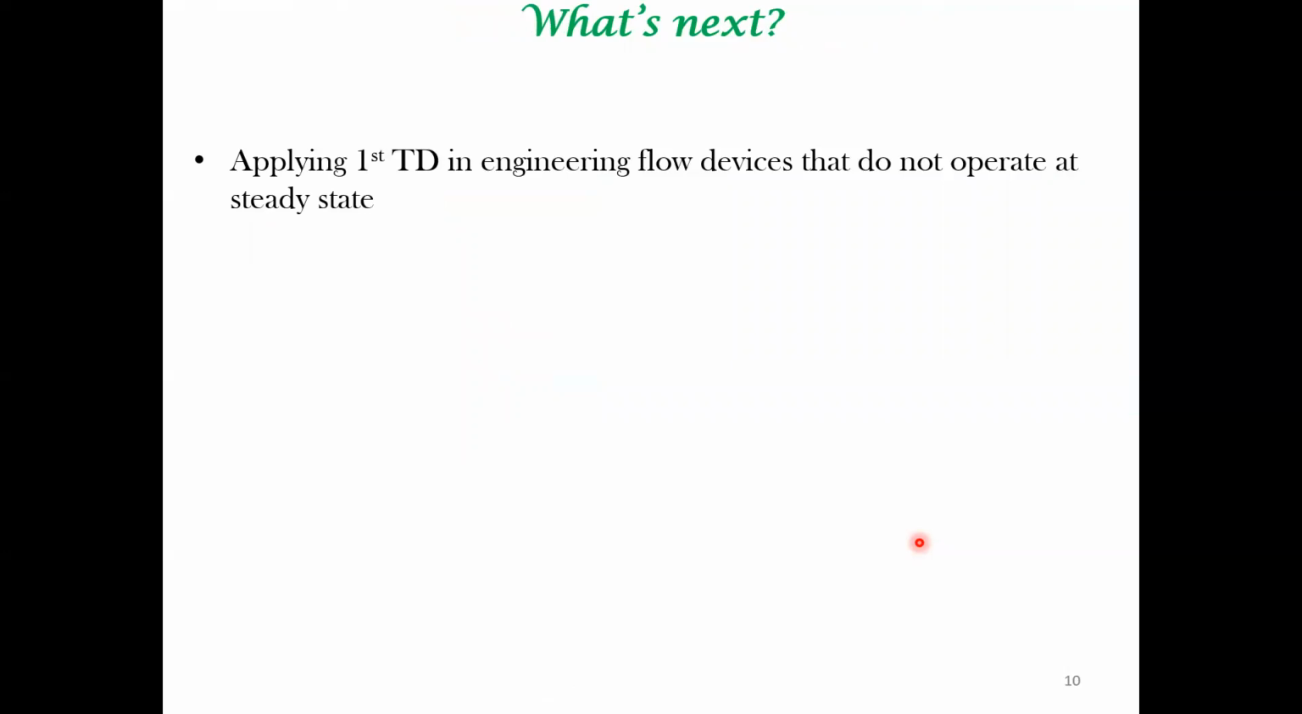So finally, there is one topic that is still left. We are going to implement the first law of thermodynamics for flowing systems for some systems that do not operate at steady state. These are considerably fewer compared to other engineering applications that do operate at steady state, but still it is important to look at these systems that do not operate at steady state. That we will see in the next lecture.